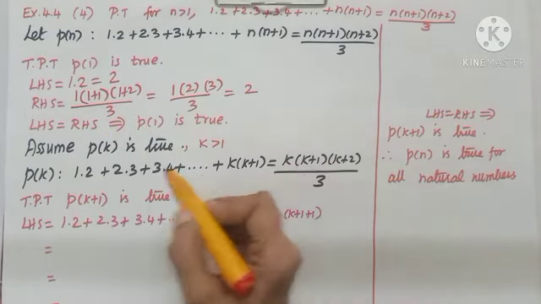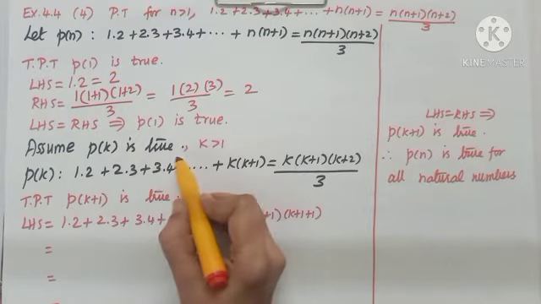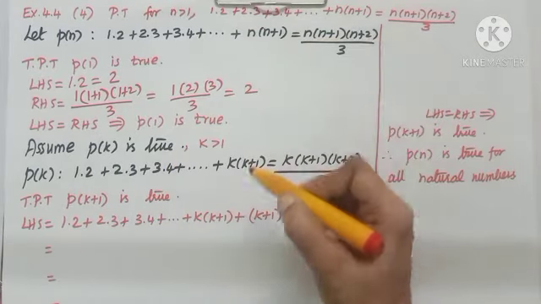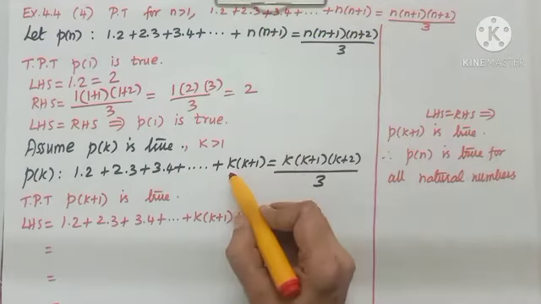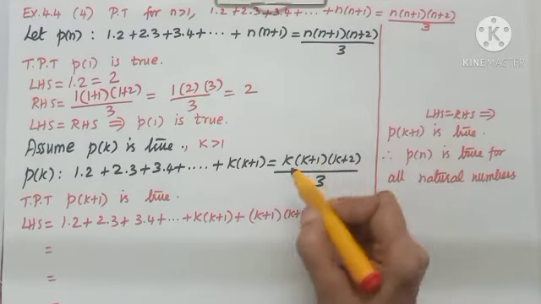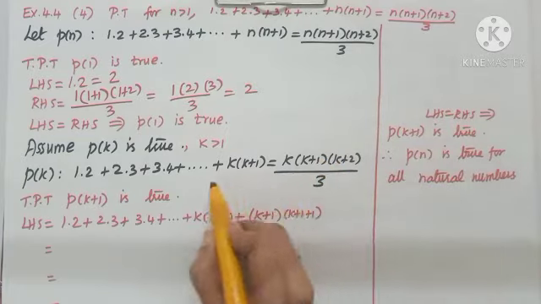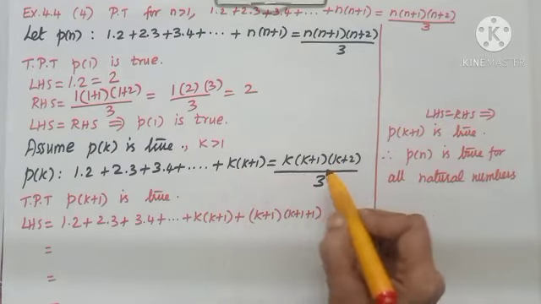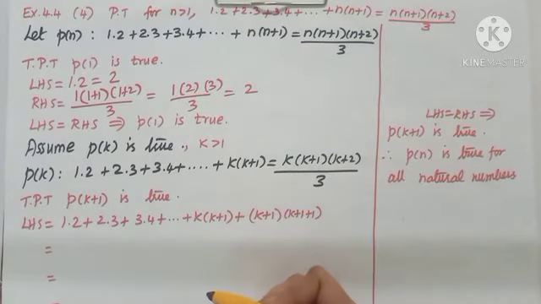The next step, assume P of k is true for k greater than 1. The same statement I copy. Wherever n is coming, put k. Wherever n is coming, we have replaced it with k in LHS and RHS. This is true as we assume. The next step is to prove that P of k plus 1 is true.